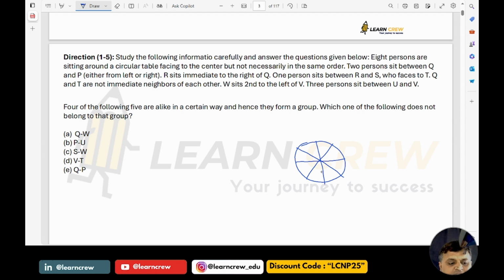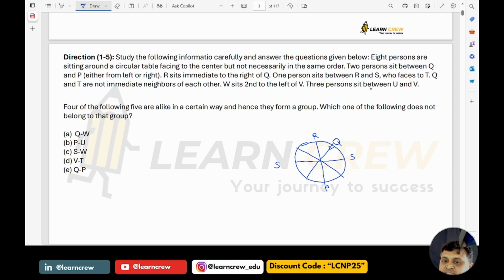2 persons sit between Q and P, either from left or right. R sits to the immediate right of Q. So all are facing towards the center. First possibility, I am taking 2 persons sit between P and Q, and it is given that R sits to the immediate right of Q. R sits to the immediate right of Q means when Q is facing the center, then this is Q's right. Then one person sits between R and S. So S may come here or S may come here, anywhere.